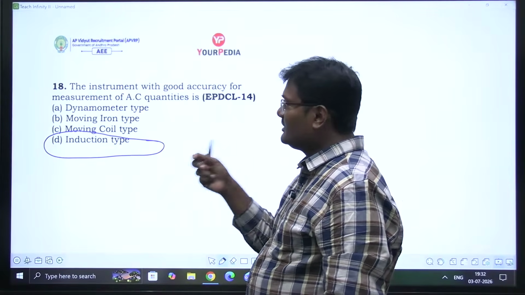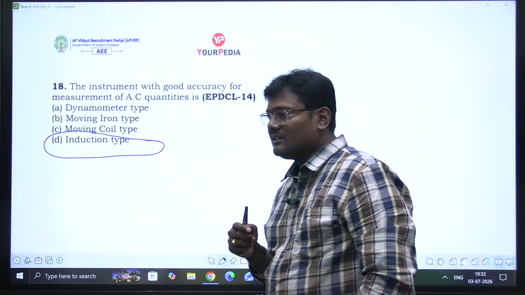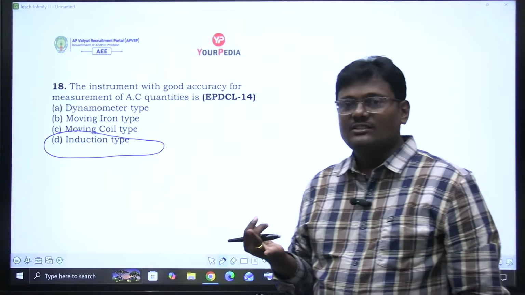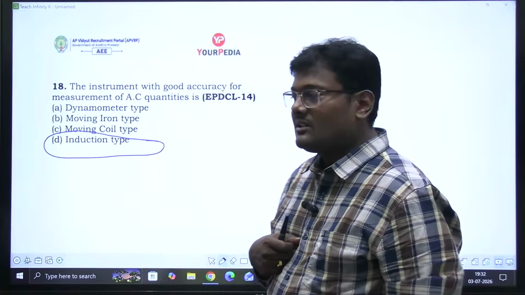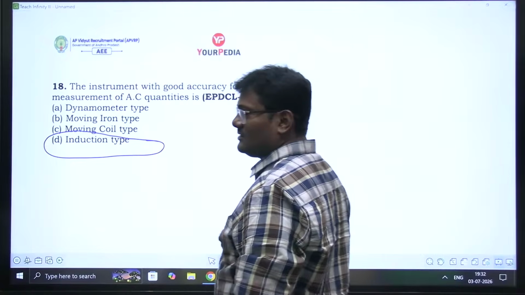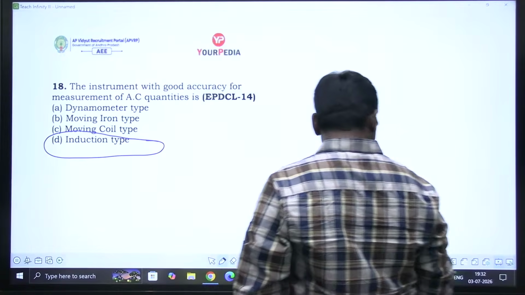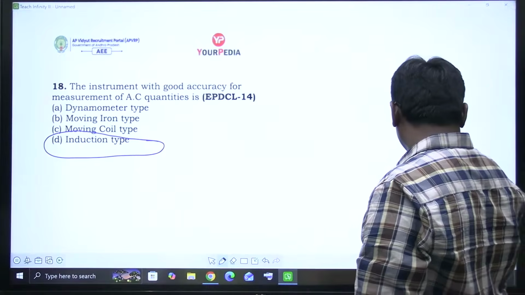What are the errors in a moving iron instrument? Hysteresis error, frequency error, stray magnetic field error, temperature error. Frictional error is in the induction type. Induction type is the correct answer.